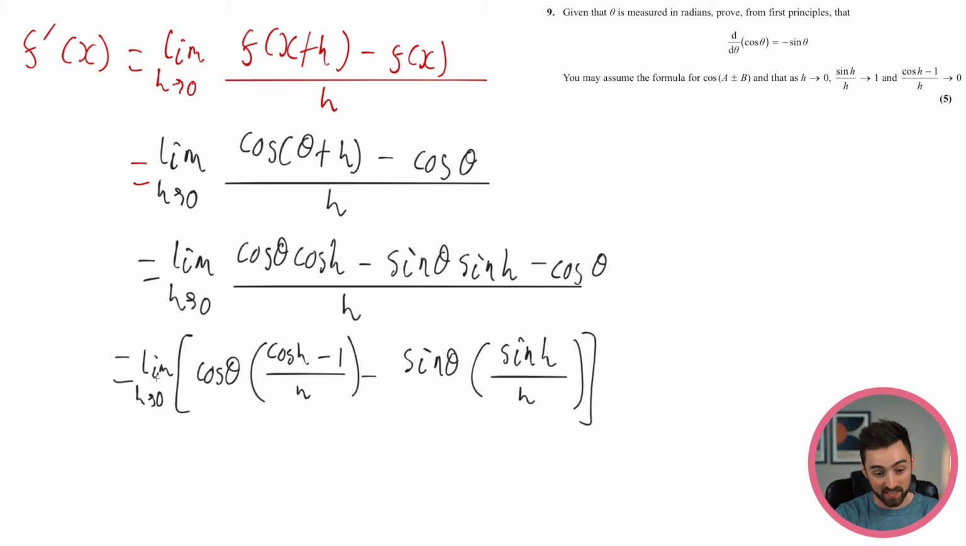I can just bring this limit in here because these thetas don't care about it. So in other words, I can now get these limits in. I know that this thing here is going to tend to 0 because the question tells me. So that term is going to be gone. And then this thing here, the question tells me that it goes to 1. In other words, this is just going to be minus sine theta times 1, which is minus sine theta. And if you look at that, we're done already.